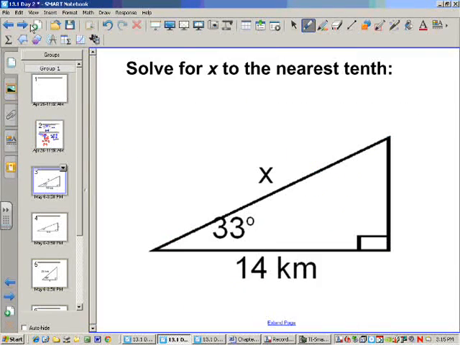All right, now I want you to try this. So write this problem down, pause the video, and see if you can find the value for x.